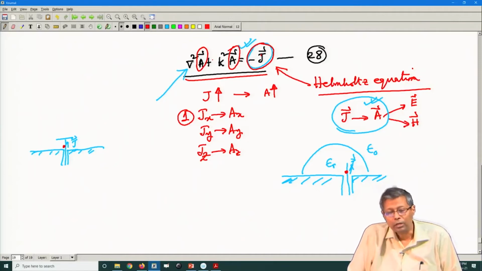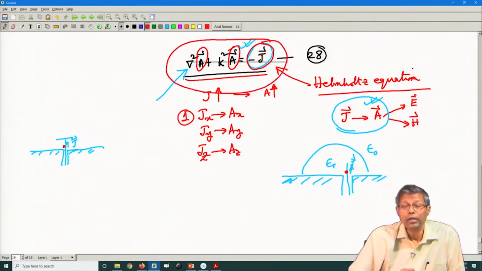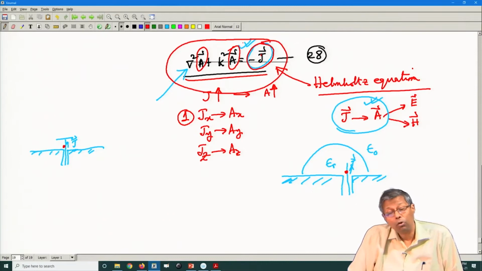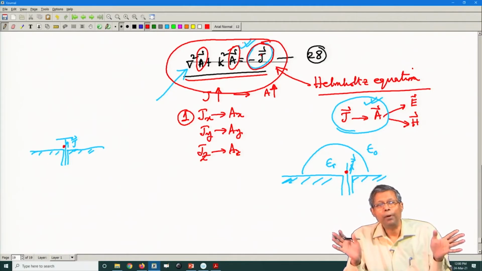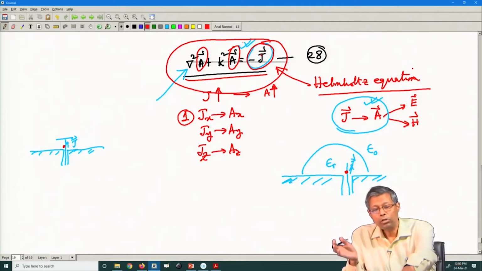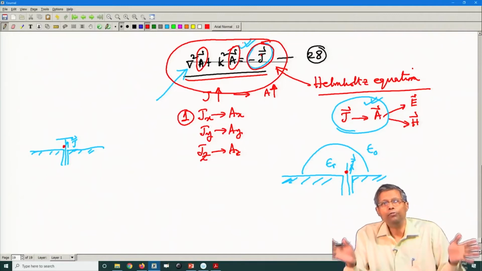What does it contain? It contains all the information about the boundaries. It contains all the information about the boundary condition surrounding the problem. We have assumed the source and we have kept the boundary intact. The solution to the vector potential A from the Helmholtz equation contains all the information about the boundary conditions to the problem.